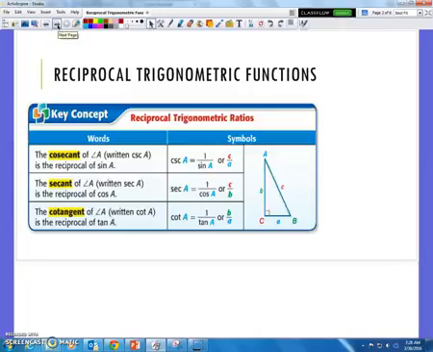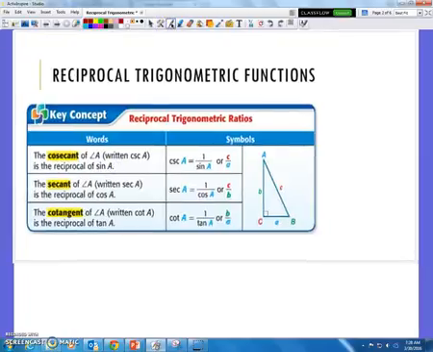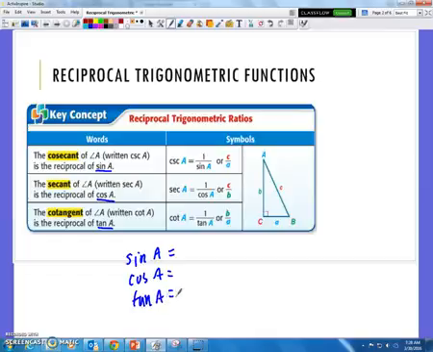The cosecant, secant, and cotangent have relationships to sine, cosine, and tangent. A lot of times if they ask you to find all 6 trigonometric functions of an angle, you list them in this order: sine of the angle, the cosine of the angle, the tangent of the angle, and then you also list the cosecant of the angle, the secant of the angle, and the cotangent of the angle.